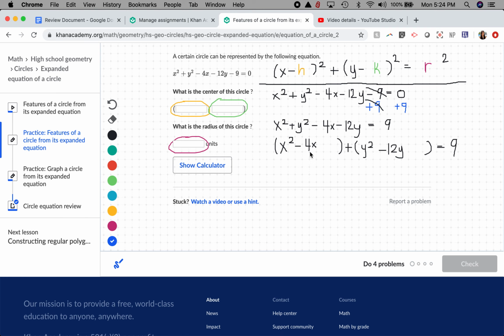Now you're going to think to yourself, what are two numbers, the exact same numbers, that when you add together, they equal -4? Well, -2 plus -2 will equal -4. So these are the same numbers, and when added together will become -4.